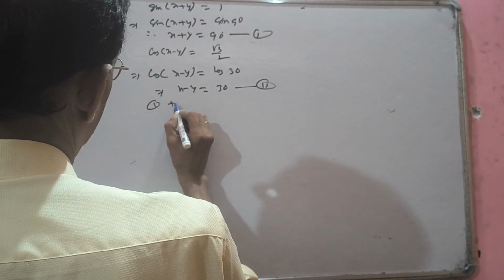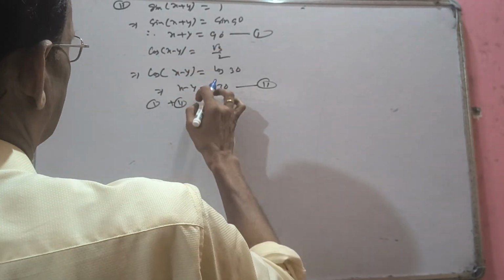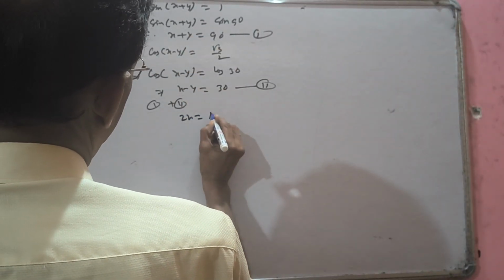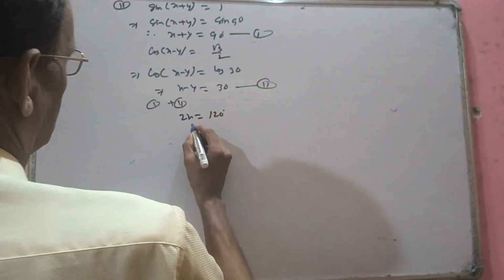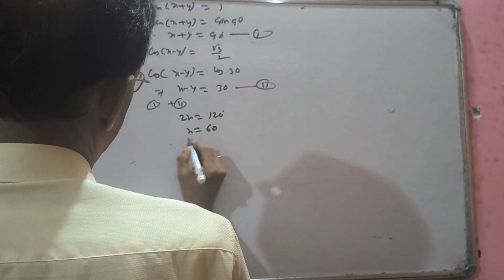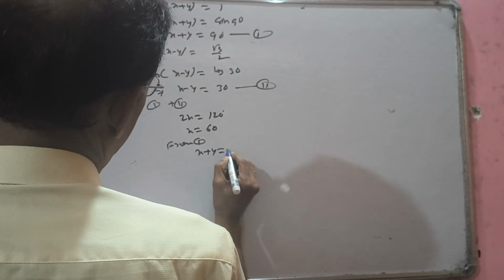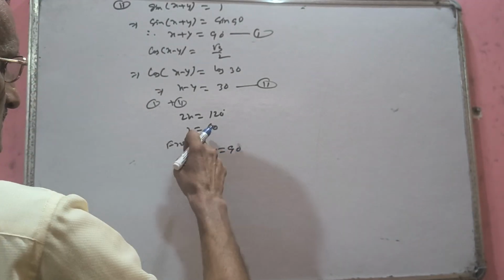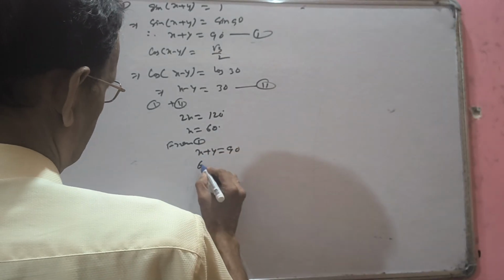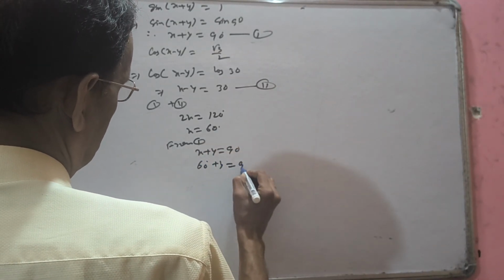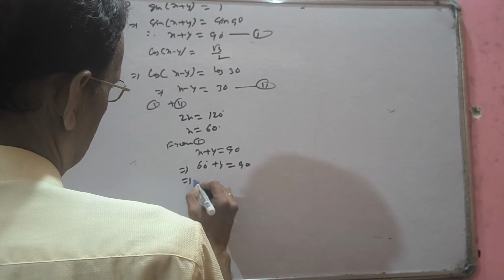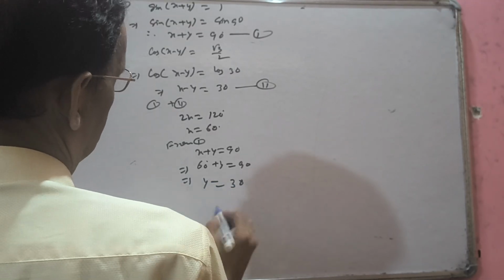So add 1 and 2. Y cancel. Twice x equal to 120, 90 plus 30. So x equal to 60 degree. From 1 again, since x plus y equal to 90 degree, what is the value of x? 60 degree. So 60 degree plus y equal to 90 degree. So you will get y equal to what? 30 degree.